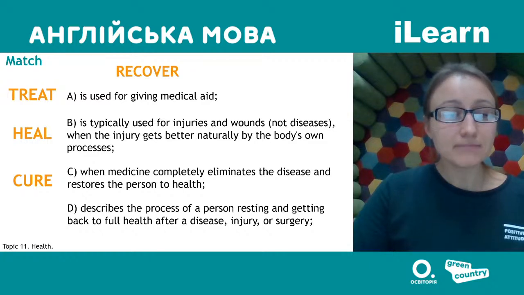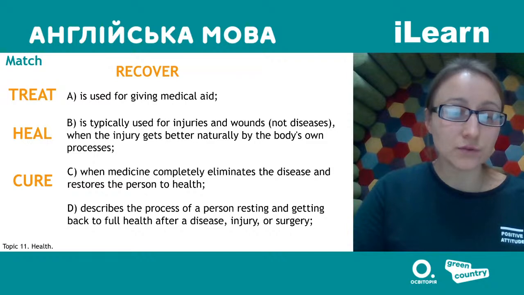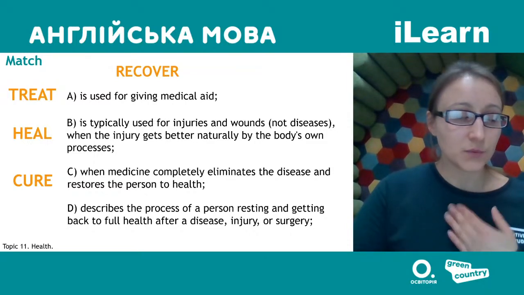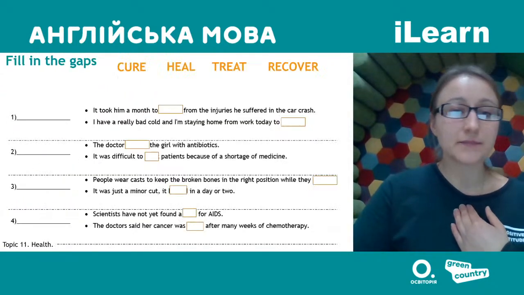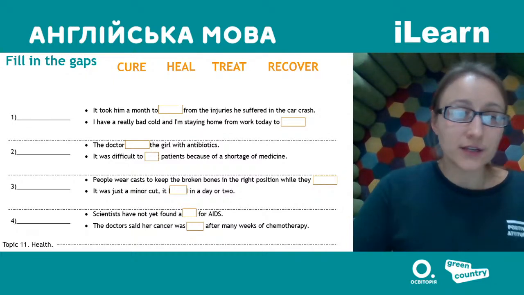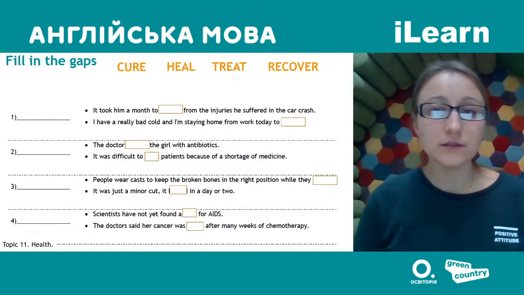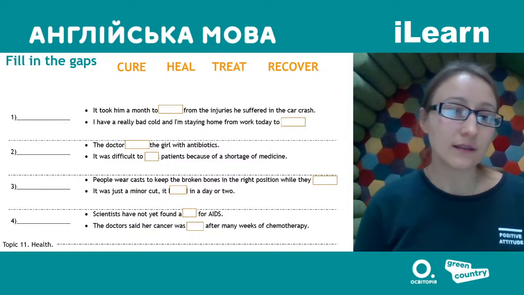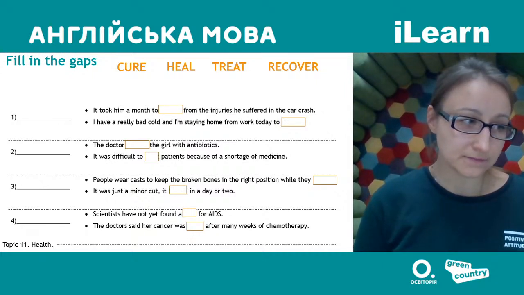That's right. And D, describes the process of a person resting and getting back to full health after a disease or injury or surgery. Like if we talk about ourselves, we recover. Great. So let's do it very fast, I think. So let's try to look at these examples and let's match them with cure, heal, treat, or recover. So let's look at number 1. Read the sentences and think which verb can suit both sentences.